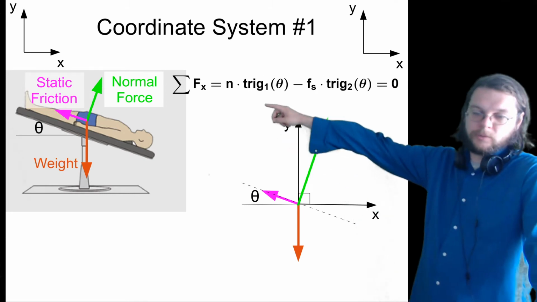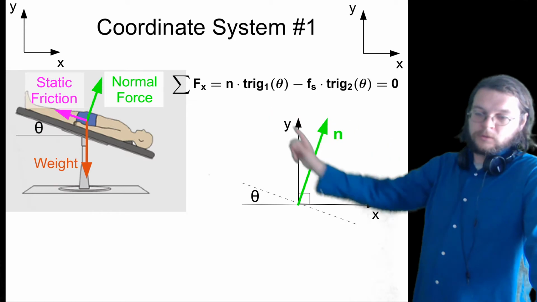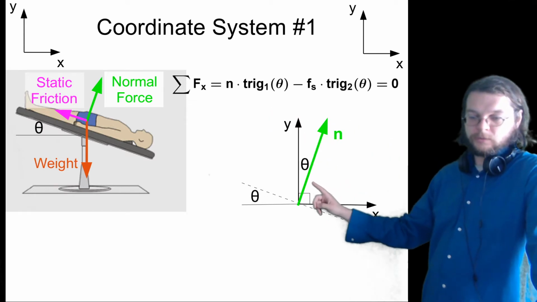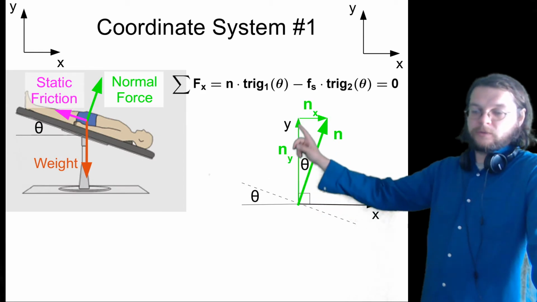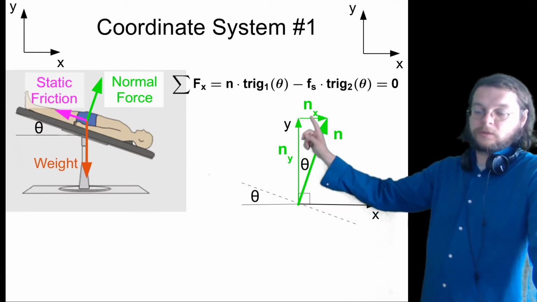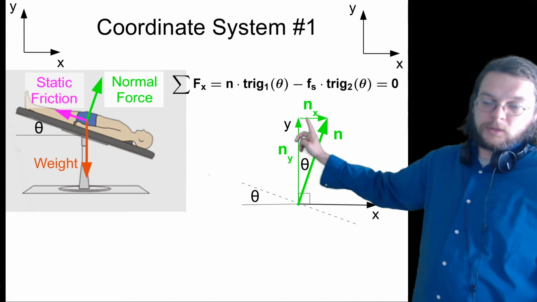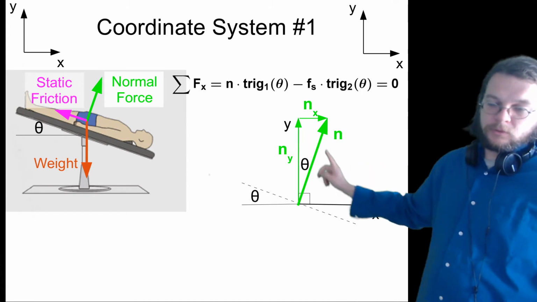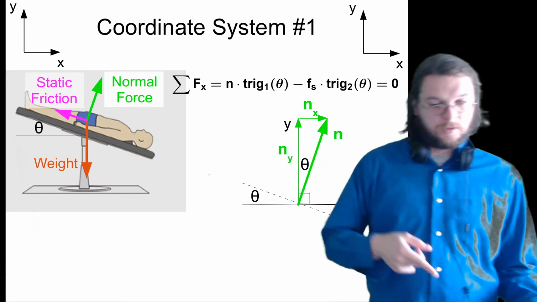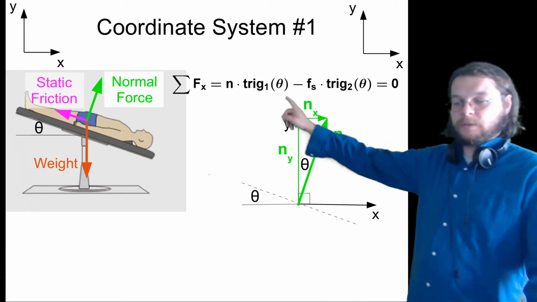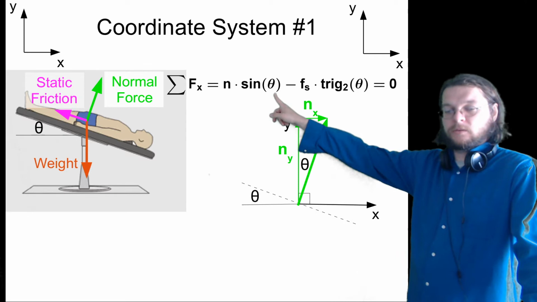So again, this is the x component of the normal force. We figured out that that was the angle last time. Now instead of figuring out this component, we need to figure out what this component is. Okay? And so that's going to be opposite over hypotenuse. Opposite over hypotenuse, SOHCAHTOA, is sine. And so this is going to be a sine function, like so.